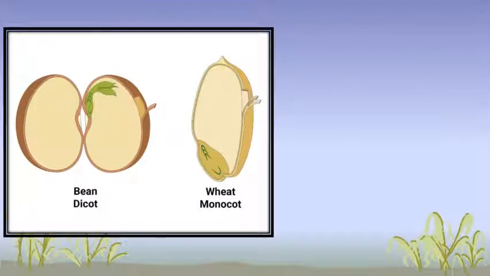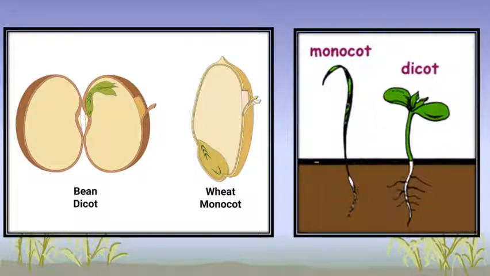So for your understanding, students, I have put a picture on the slide. You can observe the bean, a dicot. Here the seed is divided into two halves, and in the wheat plant the seed cannot be divided into two halves; it is only one part. So this is an example of a monocot, and this is a picture of a monocot plant, the wheat plant. You can observe a dicot bean, with two leaves growing from it.